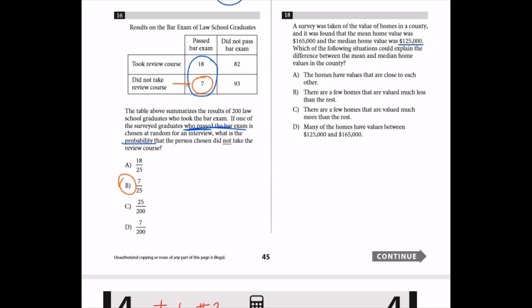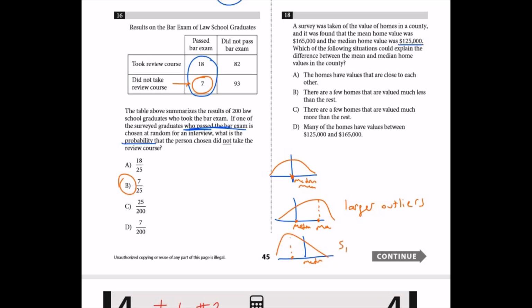Case 1, where median and mean are the same. Case 2, median is less than mean, and case 3 is the opposite. If we have median and mean the same value, we're going to have this symmetric distribution, as in the normal distribution. If we have, let's say this is median, and we have mean greater than median, we're going to have something like this. So this means we have larger outliers. And if the median is here and mean is here, then that means we have smaller outliers.